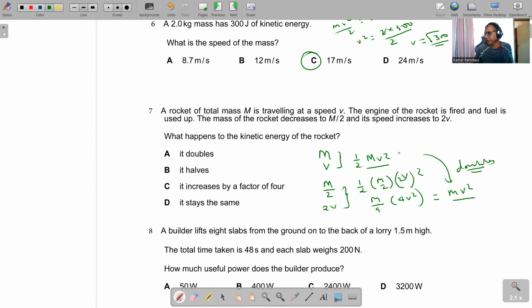And it has doubled because the kinetic energy increased, because we have burned the fuel. OK? And the cause is a doubling. It will not stay the same. OK?